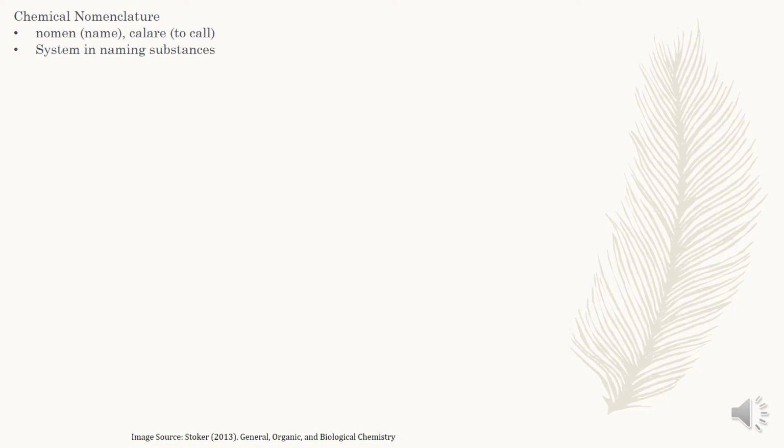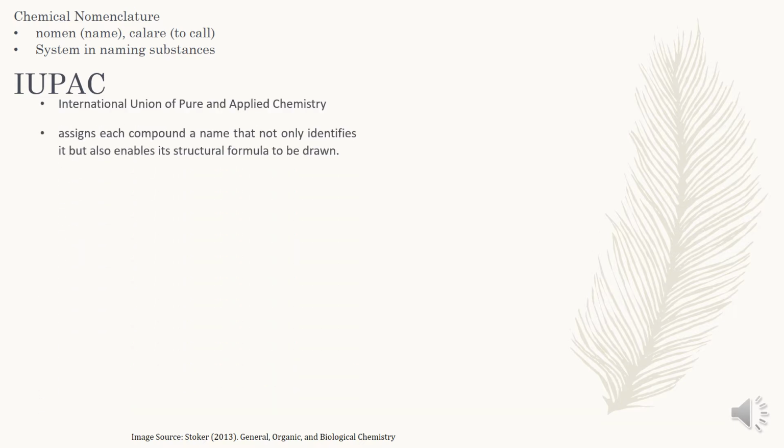As of this time, a formal systematic rule exists for generating names for organic compounds. Each rule is formulated and updated periodically by the International Union of Pure and Applied Chemistry, or the IUPAC. The advantage of the IUPAC naming system is that it assigns each compound a name that not only identifies it but also enables its structural formula to be drawn.